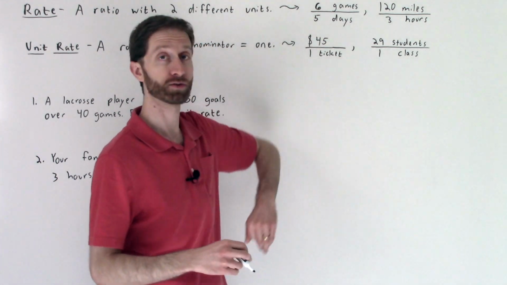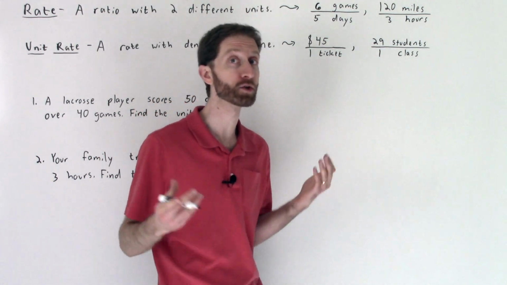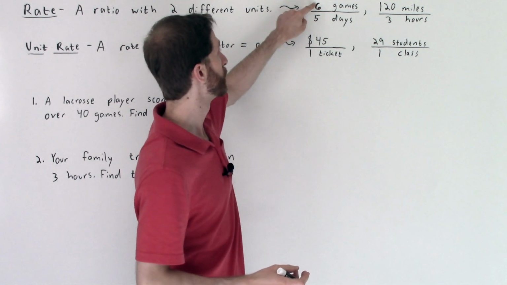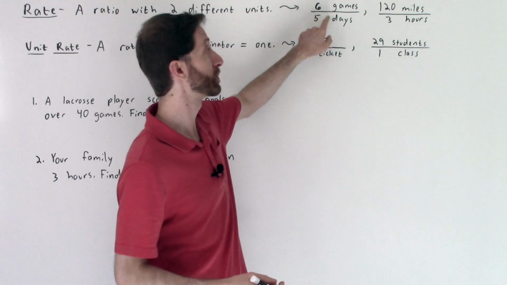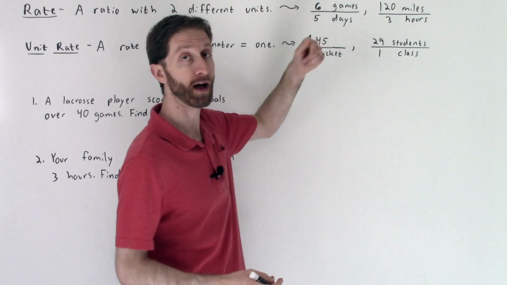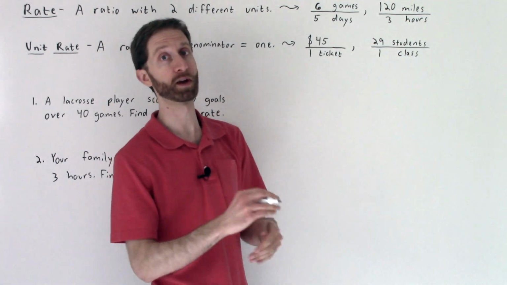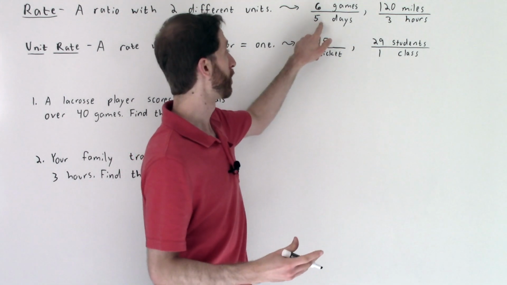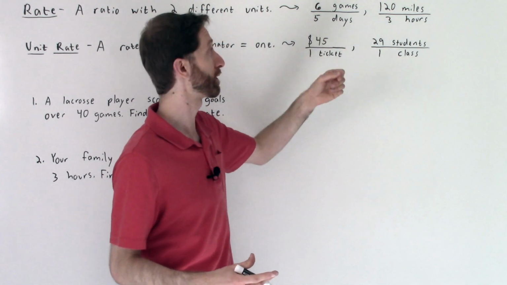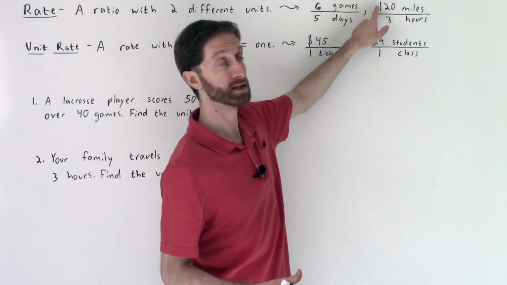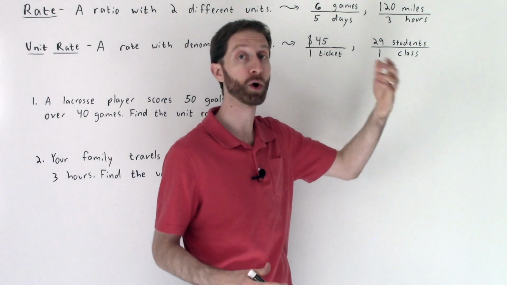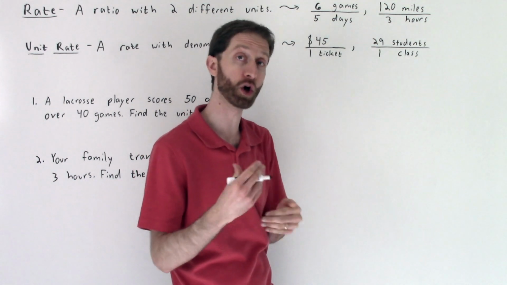Here are some ratios, right? A comparison of two quantities with division, and we've got two different types of units. We've got 6 games for every 5 days. So let's say you played 6 soccer games or football games, depending on what part of the world you're from, for 5 days, or 6 games per 5 days. We've got another rate, 120 miles per 3 hours, or 120 miles over 3 hours.